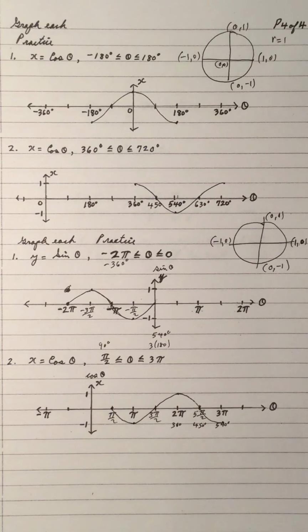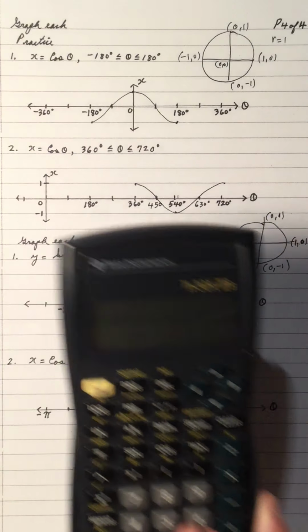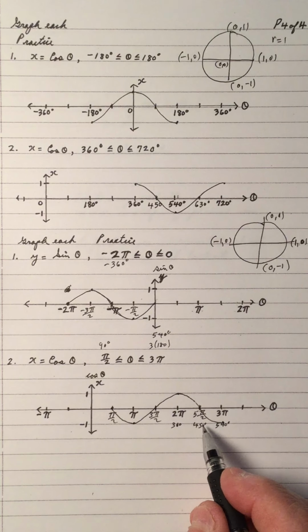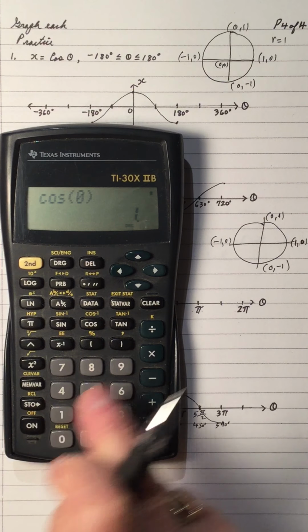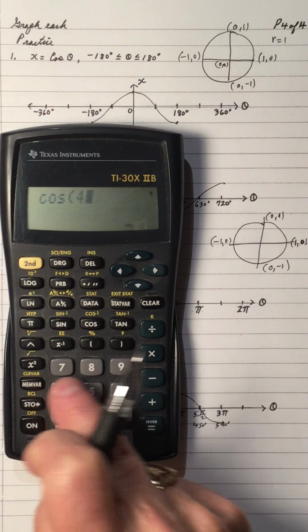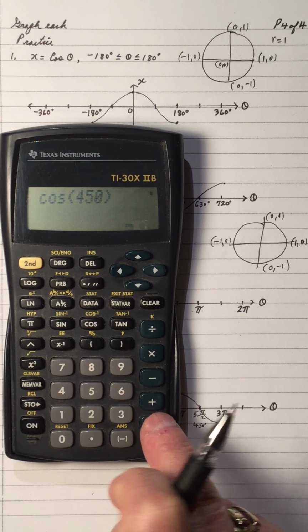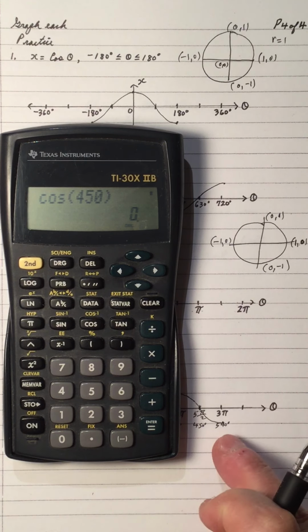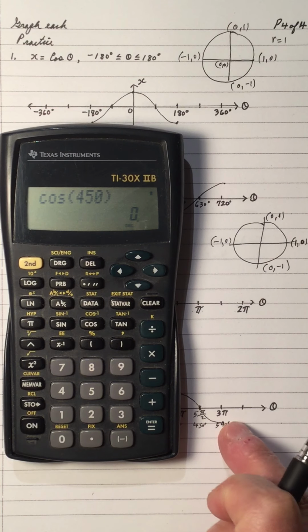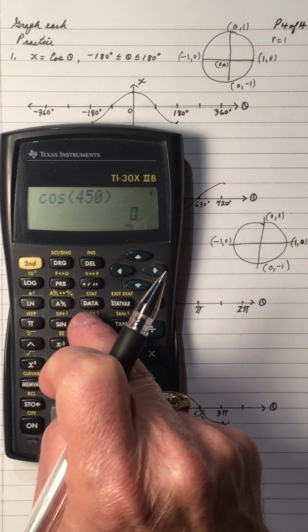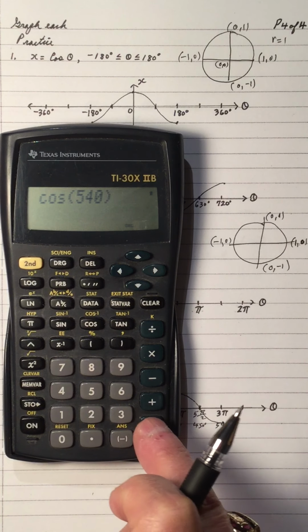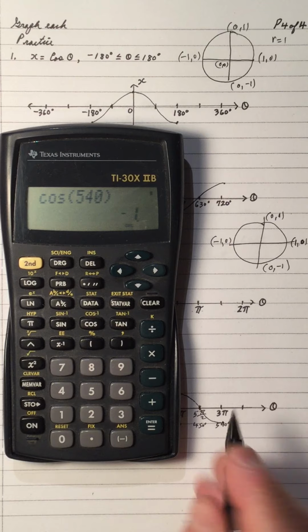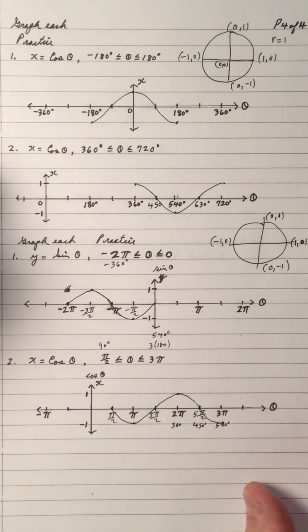Again, cos. And again, just to check, take up your calculator and we're going to check to see if we got 450 right. The cos of 450 should be a 0. Let's see if we're right. Turn it on. The cos of 450. Perfect. And if we do 3 pi, that's 540. So the cos of 540 is -1. So I checked with my calculator just to make sure.